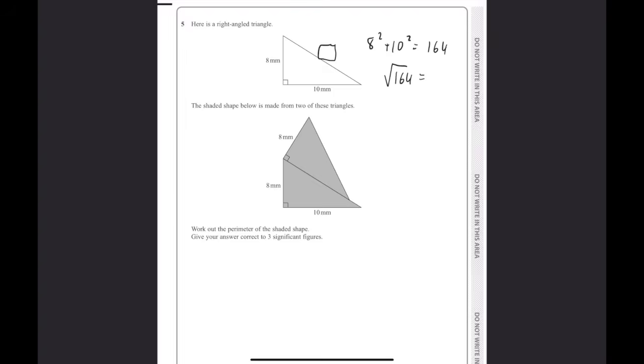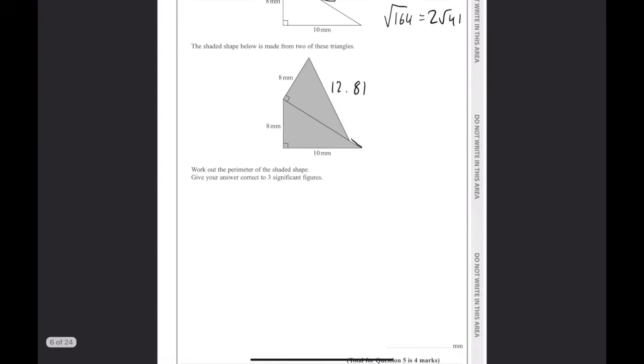And this is a calculator test, so you can use your calculator to simplify that. It will be 2 root 41. 2 root 41 is equivalent to 12.81 if we round it to 2 decimal places. All we have to do now is work out that little edge there. Now, if we know that the bottom of this is equal to 10, we can just take that away, so that's going to be the 2.81 there.